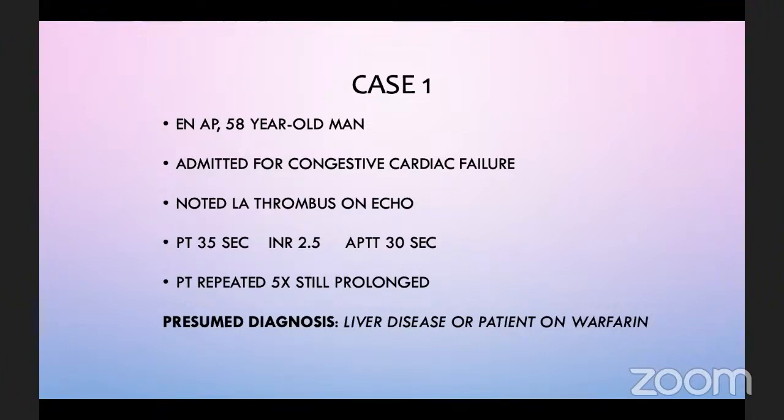Okay, so case one is a 58-year-old gentleman admitted for congestive cardiac failure. He was noted to have a LA thrombus on echocardiogram. He had a PT of 35 seconds and INR of 2.5 and APTT of 30 seconds. And the PT repeated a few times is still prolonged.